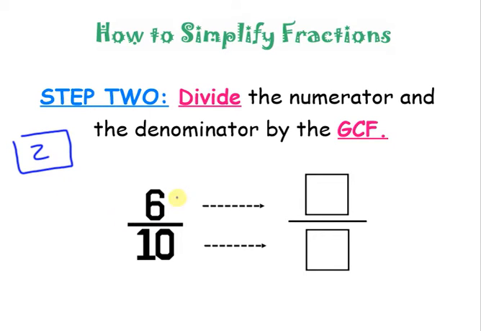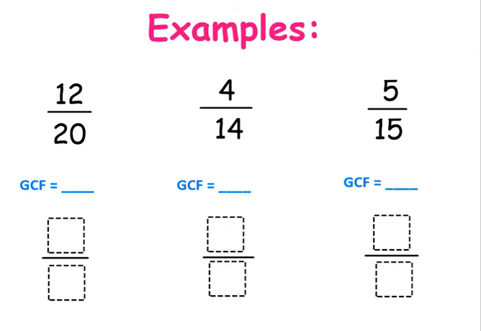So 6 divided by 2 is 3. 10 divided by 2 is 5. And what you just did is you made a fraction in the most simplified or the most reduced form. Now it's important to know that 6/10 means the exact same thing as 3/5. But oftentimes we want things in the simplest form so that we're dealing with the smallest numbers. All right, so here's some really quick examples.